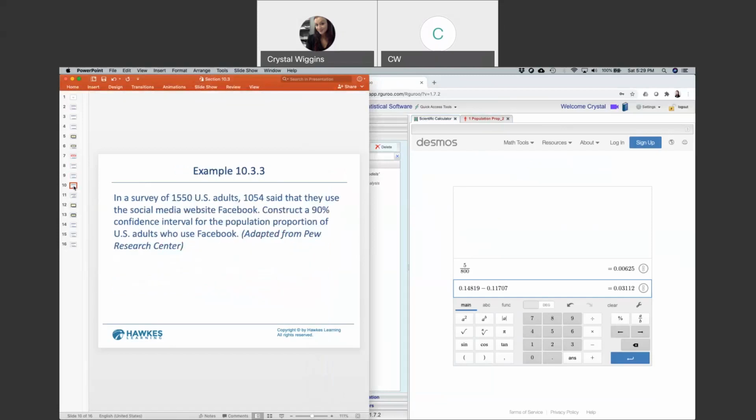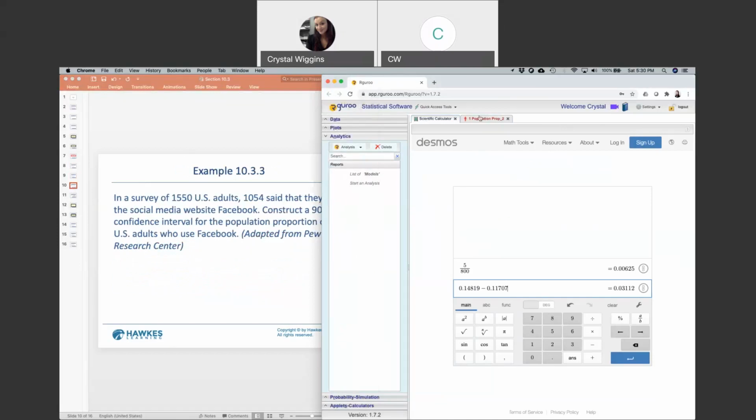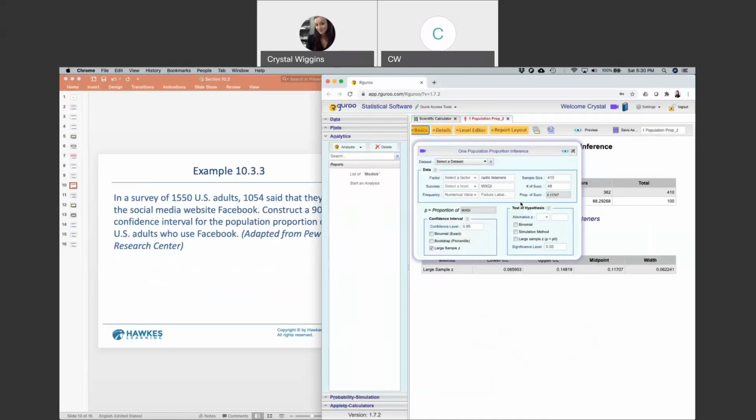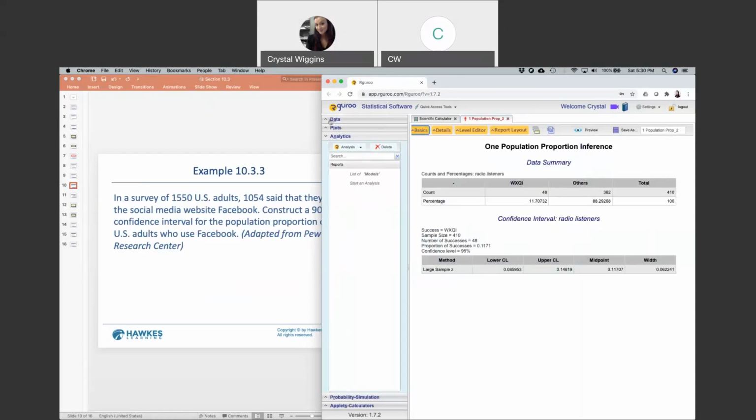Another example: in a survey of 1,550 US adults, 1,054 said that they use the social media website Facebook. Let's construct a 90% confidence interval for the population proportion of US adults who use Facebook. Okay, so if I come back over here, I can go back into basic and reset, but probably should just start a new tab, keep it nice and neat.